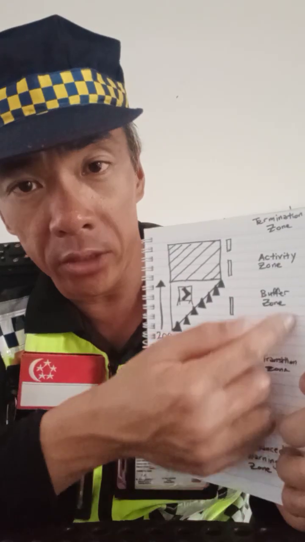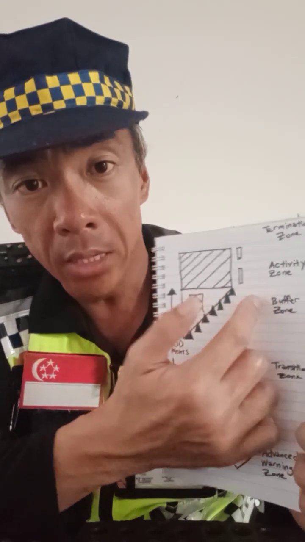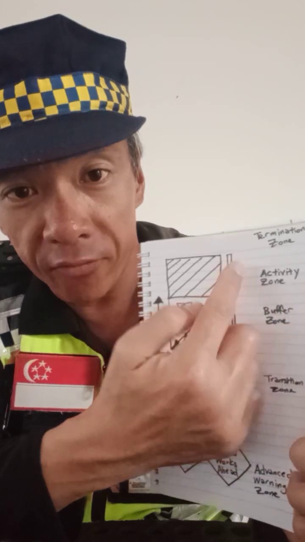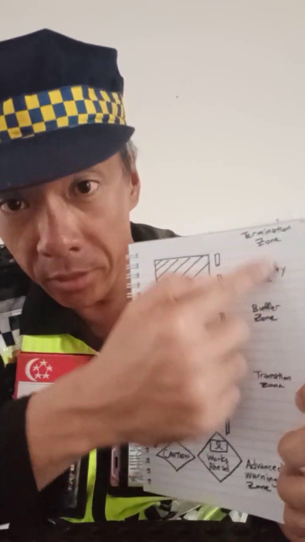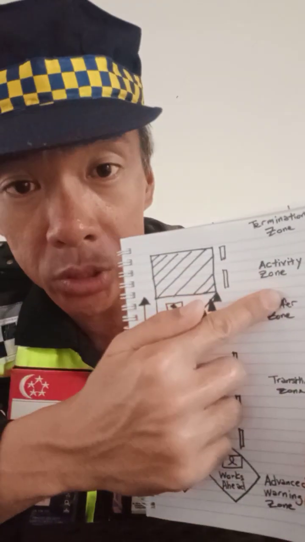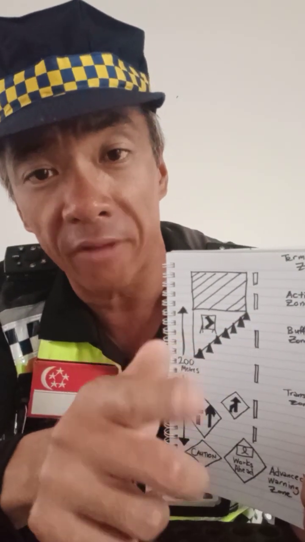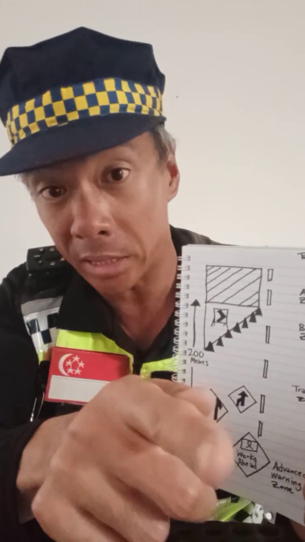Don't aggressively cut in while they are cycling, because why? Now it is one lane. If they are on one lane and you cut in, there's not enough space. There is not enough space. You need to maintain, remember, you need to maintain a 1.5 meter safety buffer distance between you and the cyclist.